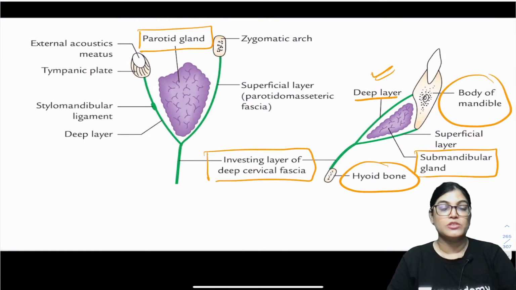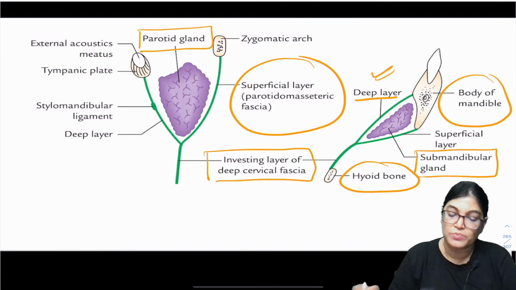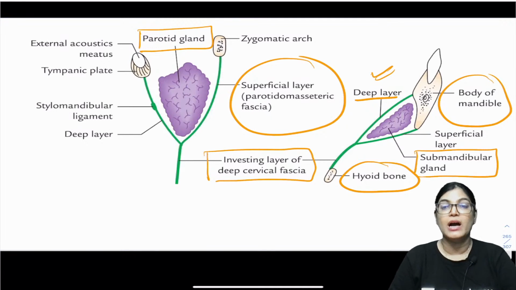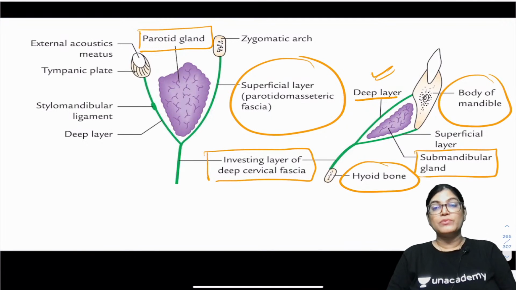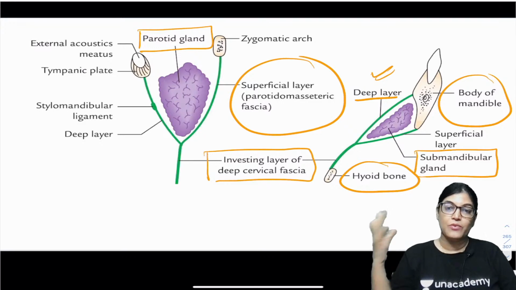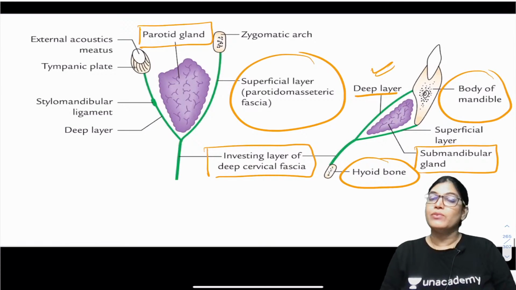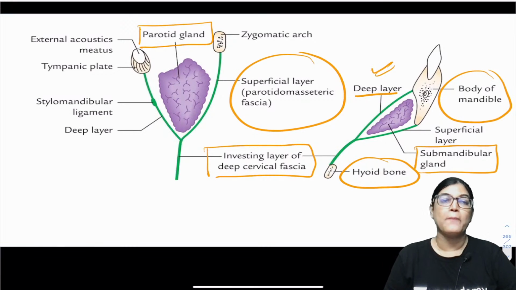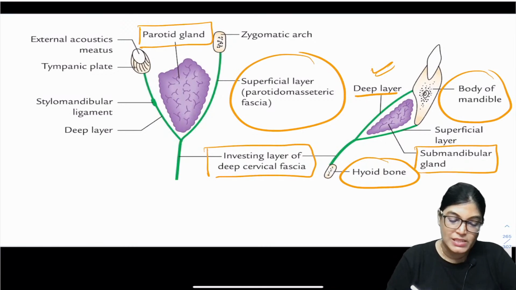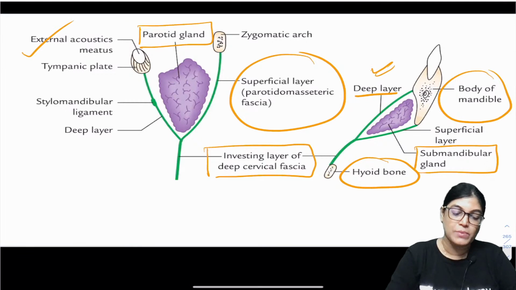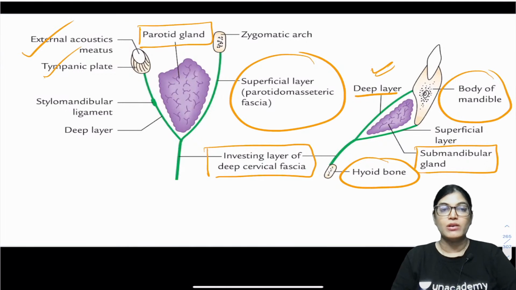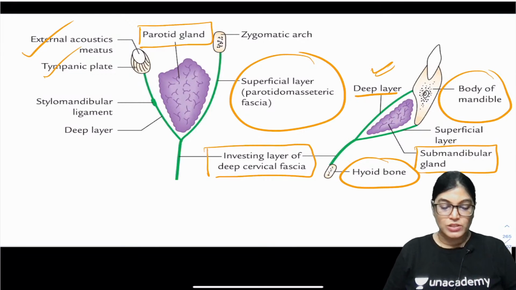As it splits once more, superficial fibers will form superficial parieto-mesenteric fascia. Actually, the superficial aspect of investing layer of deep cervical fascia, which is covering the parotid gland, is more tough, adherent, and it will form parieto-mesenteric fascia. The deeper aspect will form stylomandibular ligament, which is attached to tympanic plate and the external acoustic meatus, and the condensation of investing layer of deep cervical fascia is forming a ligament.